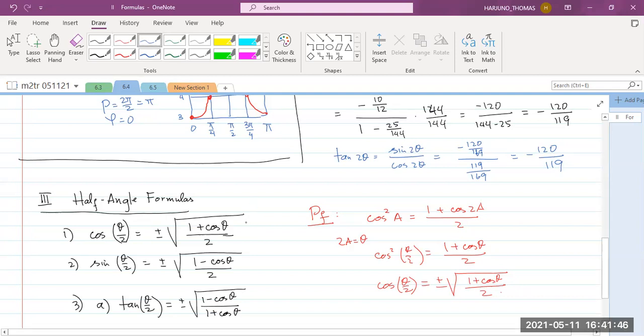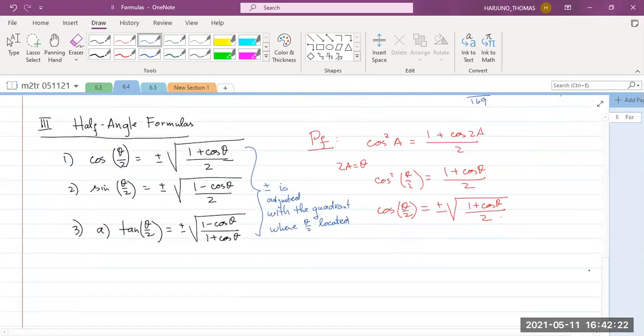Where the plus minus is adjusted with the quadrant where theta over 2 is located. Okay. Now the thing is, the third formula has two other variations which are better.